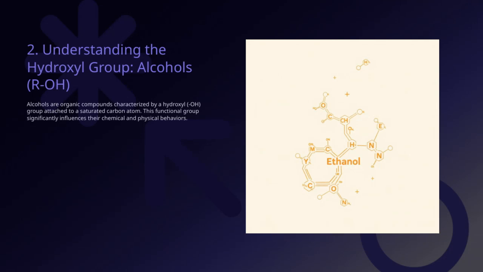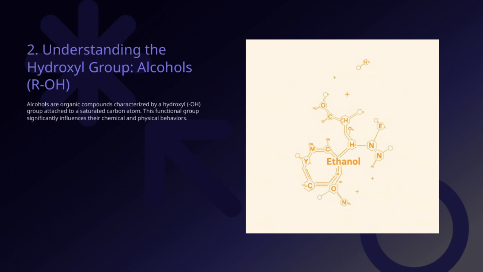Today, I want to talk about alcohols, which are a specific type of organic compound. They are characterized by having a hydroxyl group, which is an OH attached to a saturated carbon atom. This functional group plays a crucial role in determining their chemical and physical properties. Understanding this hydroxyl group is key because it influences how alcohols react and behave in different situations.